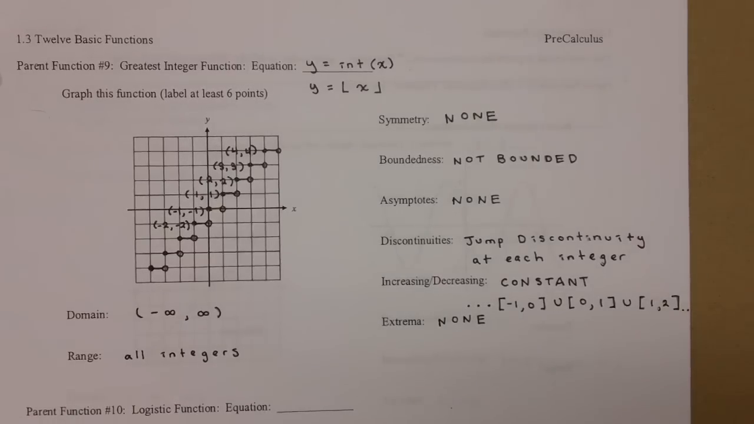This function has no symmetry. It is not bounded and has no asymptotes. The greatest integer function has a jump discontinuity at each integer. It stays constant and has no extrema.